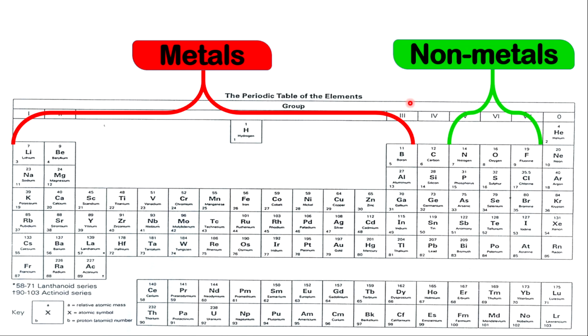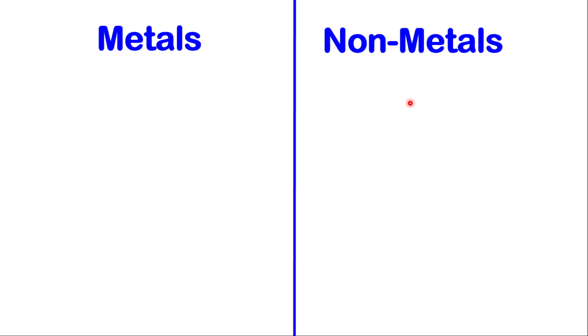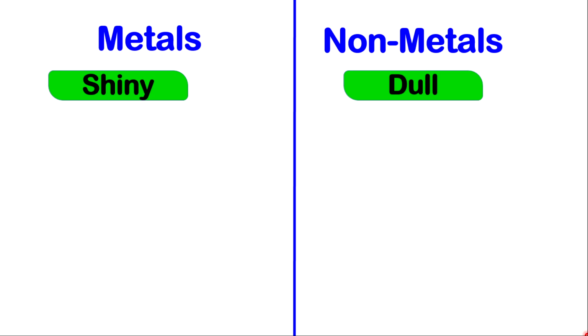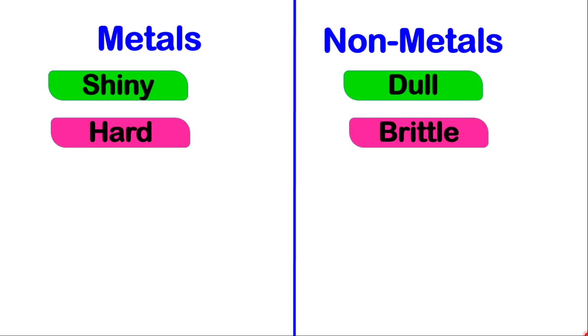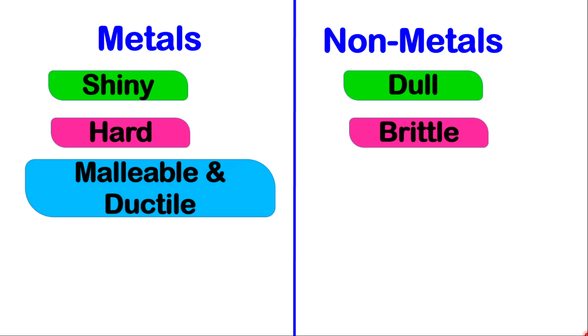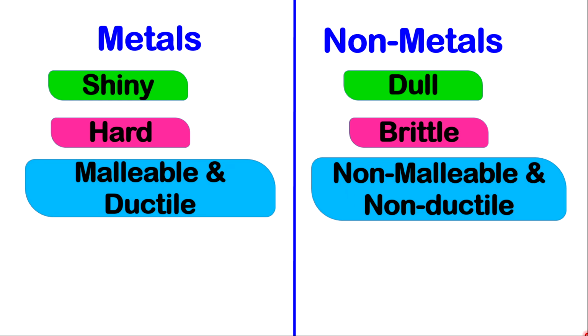Now, importantly, let's note some properties of metals and nonmetals. Metals are generally shiny, while nonmetals are dull. Metals tend to be hard, nonmetals tend to be brittle, which means that they can break easily. Metals tend to be malleable and ductile, while nonmetals tend to be non-malleable and non-ductile. Malleability refers to the ability to be beaten into shape without being broken, while ductility refers to the ability to be drawn into wires.